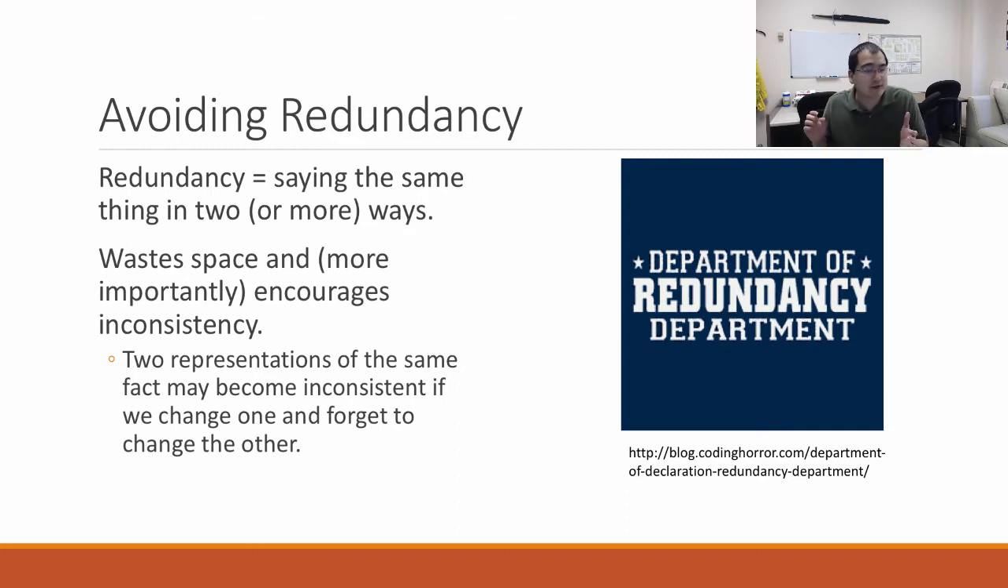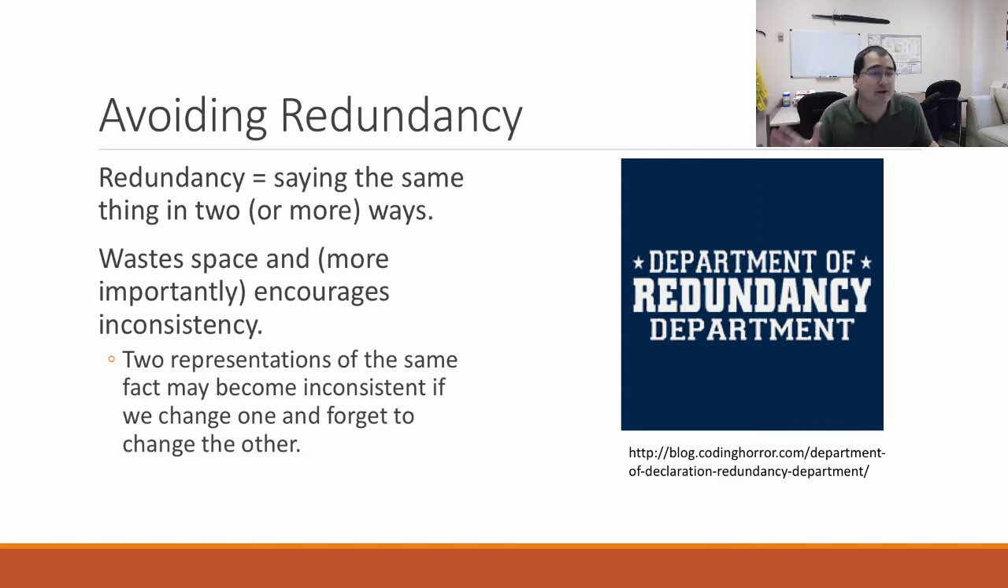So two representations of the same fact become inconsistent if we change one of them and forget to change the other. For instance, if in our database we keep track of both which Pokemon belong to each trainer, and we also keep track of, for each trainer, how many Pokemon they have. If, for instance, they release a Pokemon, and we forget to update that number of Pokemon each trainer has, we'll have an inconsistency. It's better to remove one or the other so that you don't have this redundant information. If you can calculate one from the other, do so instead of storing both of those pieces of information.